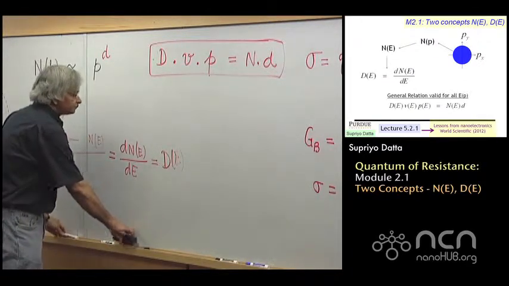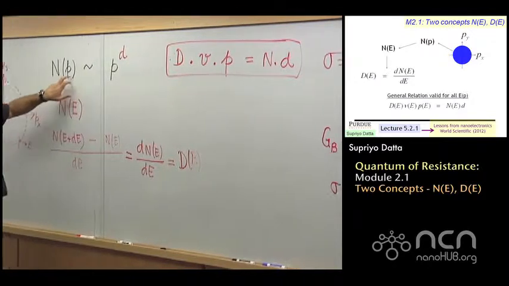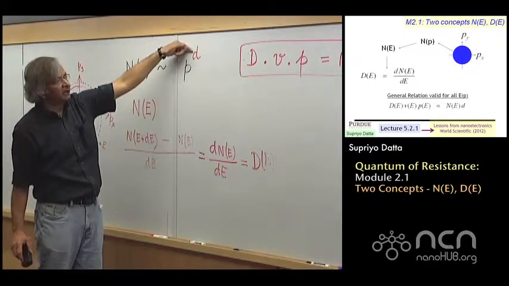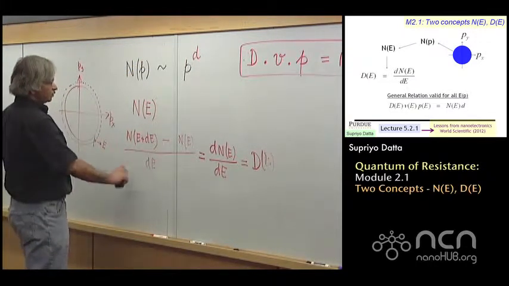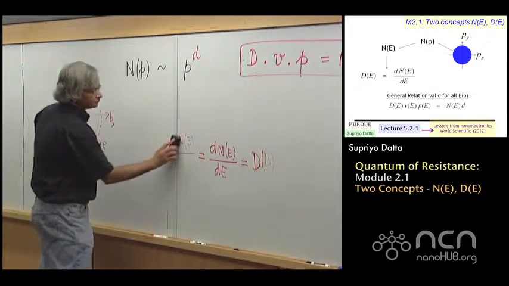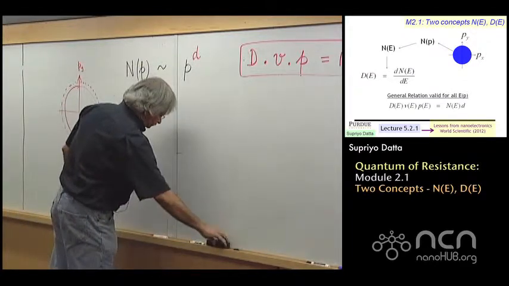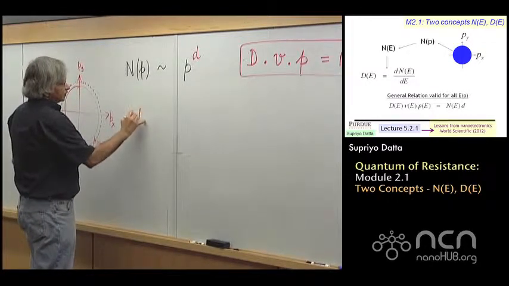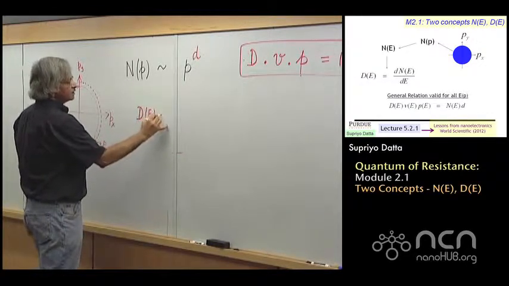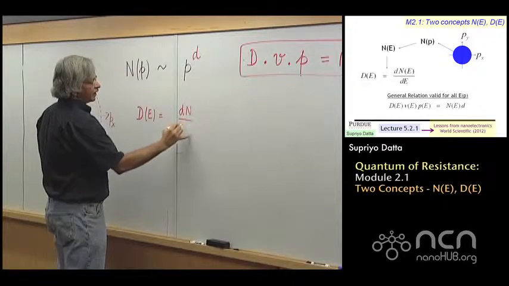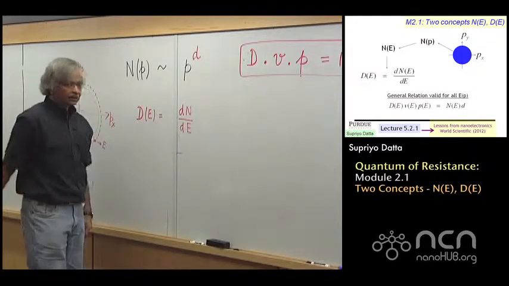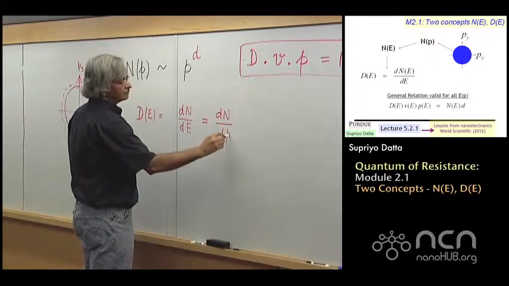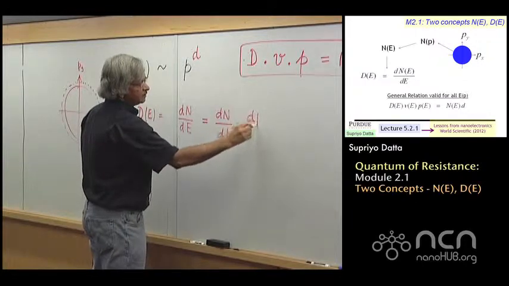And it's based on this idea that n of p is actually p to the power of the number of dimensions. Because what we can do then is write the density of states, which as we discussed is the derivative of n with respect to E. So what I could do is write this as dn/dp times dp/dE.